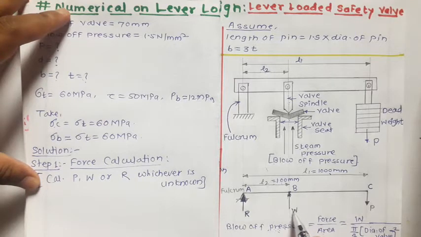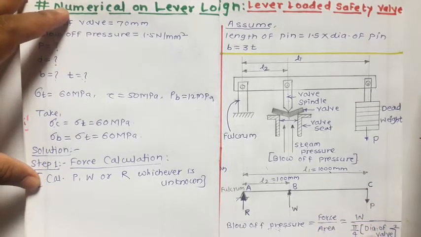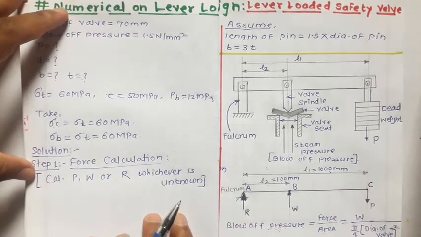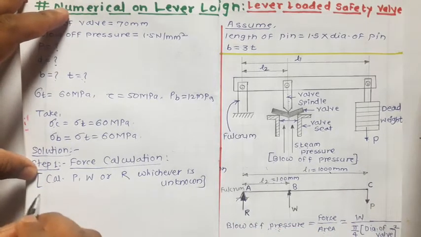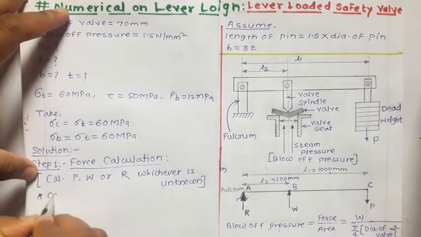So first of all we have to determine this force W by using this formula: blow up pressure is equal to force upon area, that is W upon pi by 4 diameter of wall bracket square. And after calculating W, we can take summation of bending moment at point A equal to 0, and we can determine P. So let us begin with the first calculation of W.